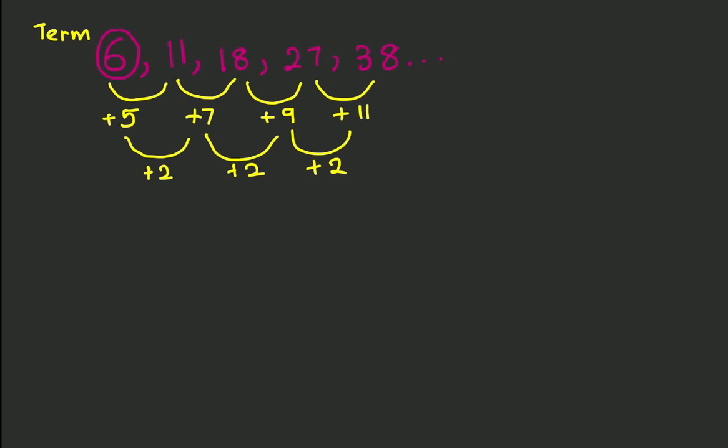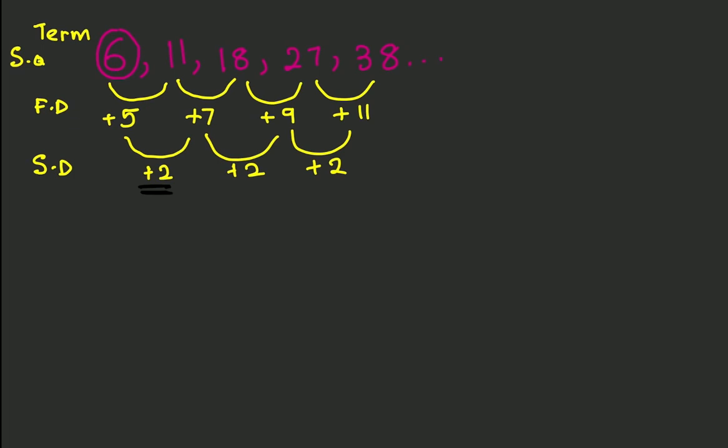Now, let's see how we can use algebra to solve for the nth term of the quadratic sequence. It's a little bit of algebra. This is the second difference. This is the first difference. And this is the sequence.